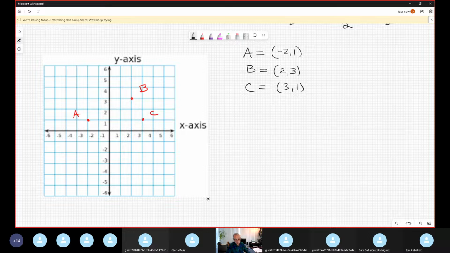What do they want? The first question is to plot each point and form the triangle ABC. The only thing I need to do is form the triangle ABC. Cool. I formed the triangle. This is my first job: plot the points and connect each vertex by line segments to form the triangle. Okay, I did it. It's easy. The second is to find the length of each side of the triangle.